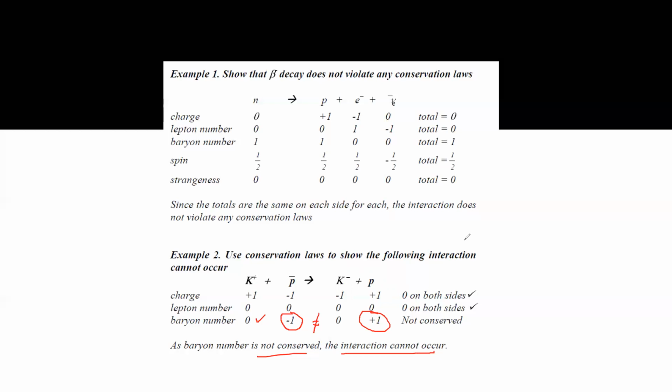Is it clear? So if we check the charge, lepton, baryon, and baryon number is not conserved, we'll not move on to the next part. We'll stop at that one. About the spin, spin should be conserved, but normally, you don't have to check the spin. You normally check lepton, baryon, and strangeness number.